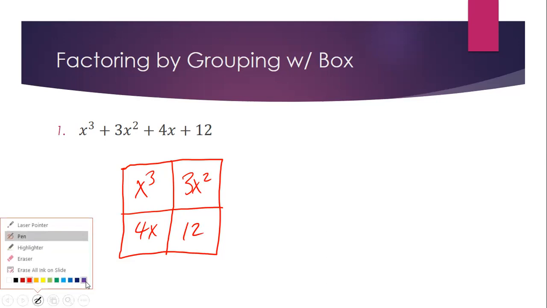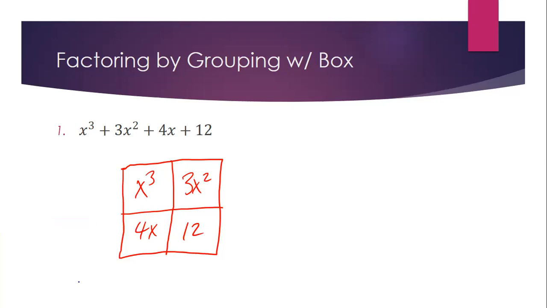Just like we learned in 3.2b, when things are in the box, what are you looking for? The GCF, right? It's all about the GCF of every row and every column. What is the GCF of the first row? x squared. What is the GCF of the second row?